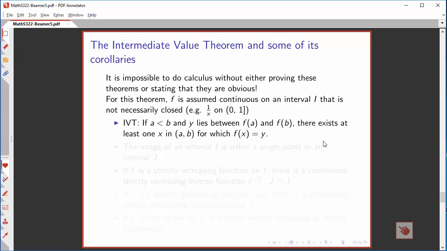Here's what the intermediate value theorem says. You've got two numbers, a and b, and a is less than b, and you've got a value y that's in between f of a and f of b. In that case, the intermediate value theorem says there exists an x in the open interval from a to b, not an endpoint, at which f of x equals y.